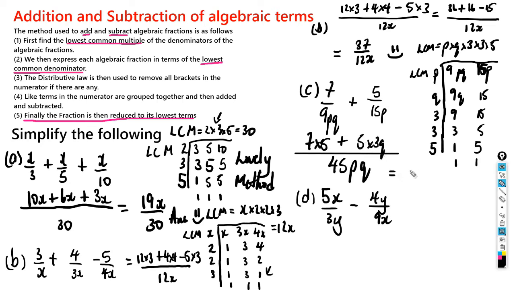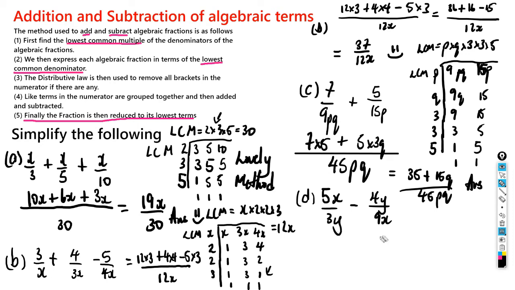And that's the answer, guys. The answer is actually 7 times 5, which is 35. 35 plus 15Q over 45PQ. And that's the answer. All right, guys.